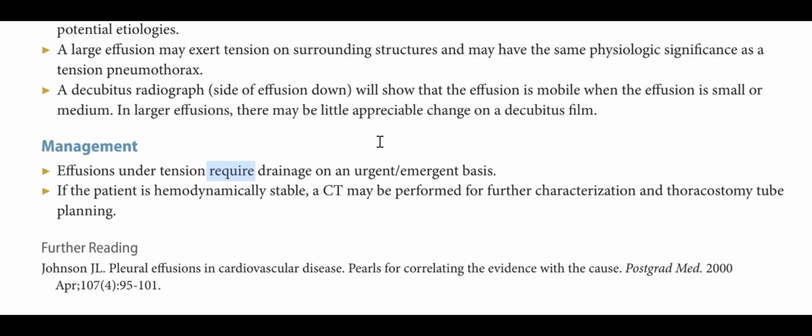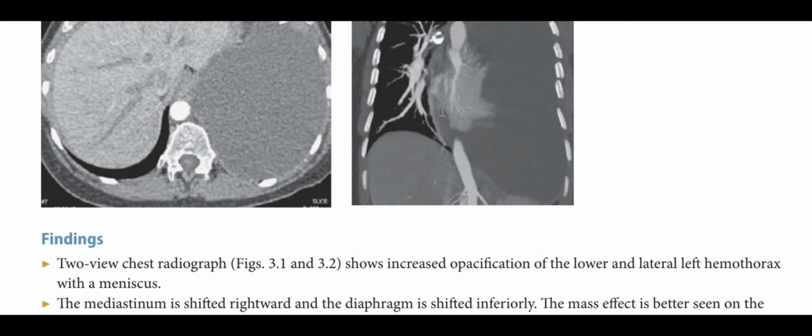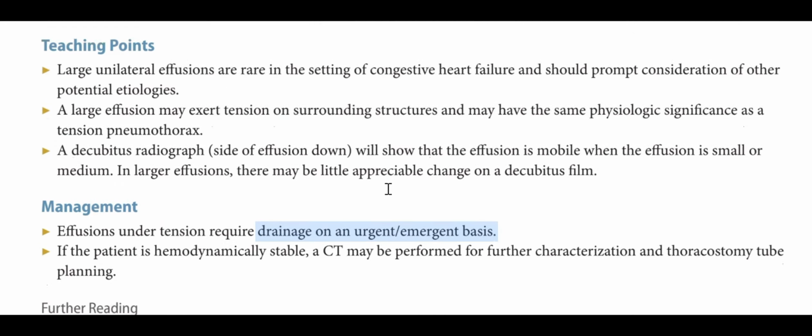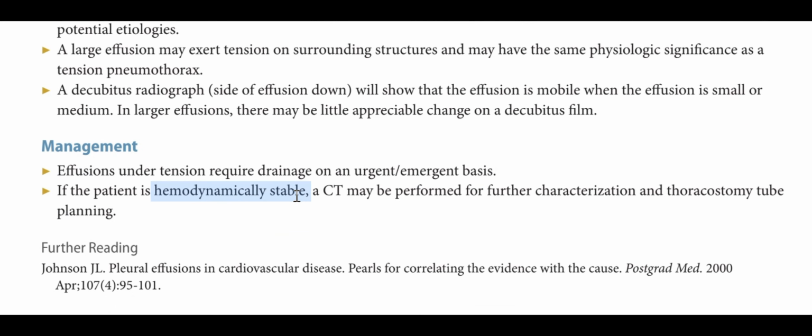insertion of the chest tube. So here, this effusion under tension requires drainage on an urgent or emergent basis. This is very important. Whenever you see effusion under tension, the first-line treatment is drainage on an urgent or emergent basis. If the patient is hemodynamically stable, CT may be performed, as with this patient.